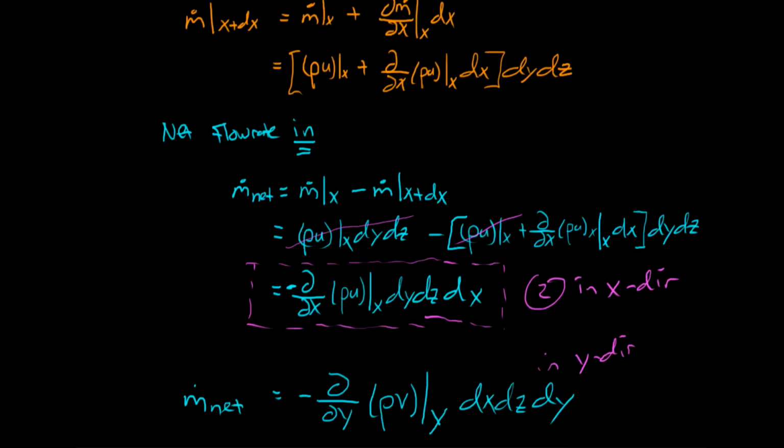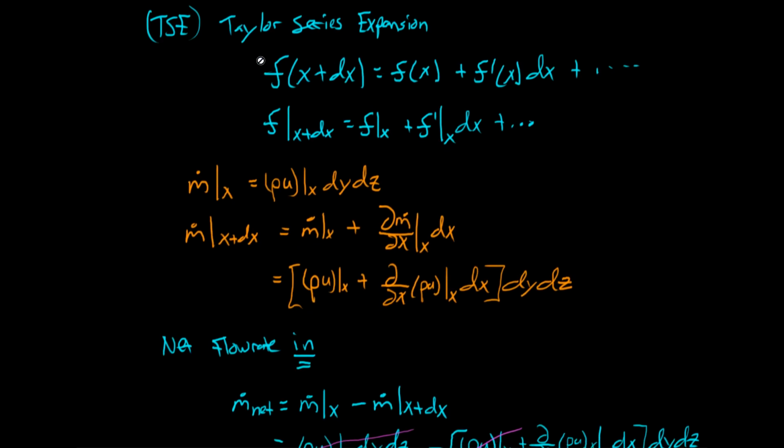Here we go. Remember, Taylor series expansion says that I can evaluate some function at a value of x plus dx by taking the value at x and adding to it the derivative with respect to x times dx. Sometimes we write it like this, and so the same notation.